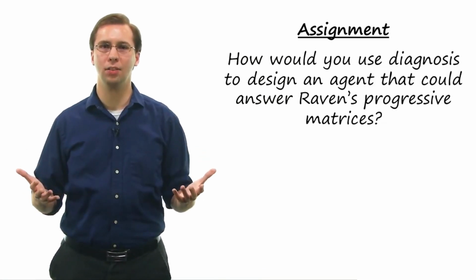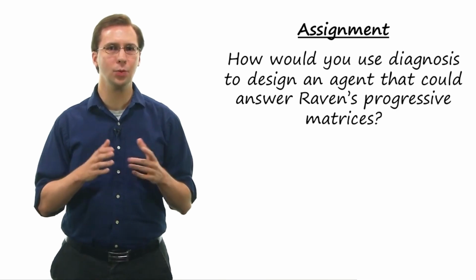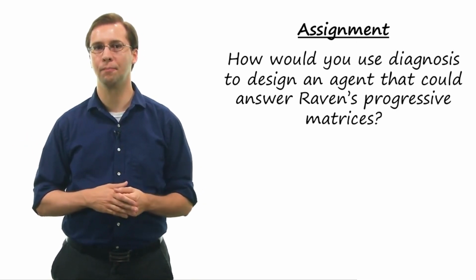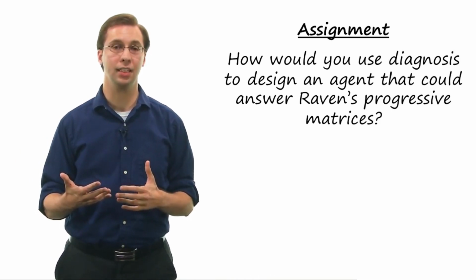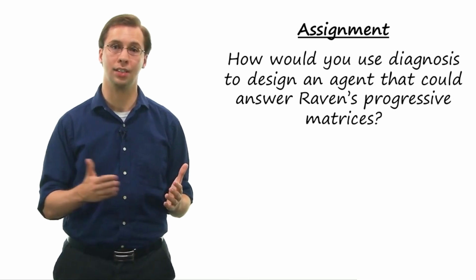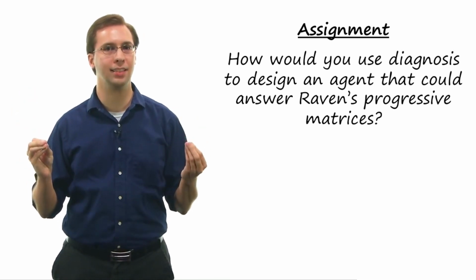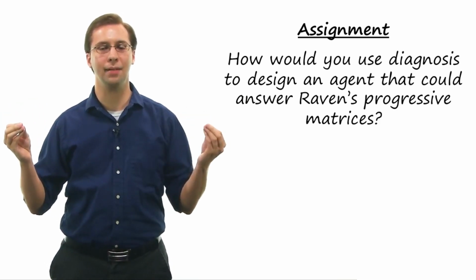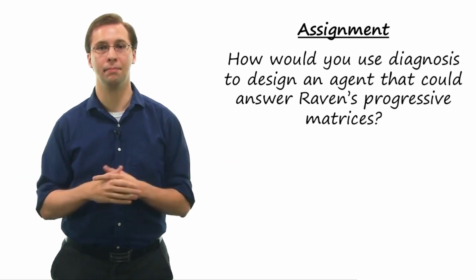So how would the idea of diagnosis help us design an agent that can answer Raven's progressive matrices? Perhaps the best way to think about this is to consider how your agent might respond when it answers a question wrong. First, what data will it use to investigate its incorrect answer? Second, what hypotheses might it have for incorrect answers? Third, how will it select a hypothesis that best explains that data? And last, once it's selected a hypothesis that explains that data, how will it use that to repair its reasoning so it doesn't make the same mistake again?